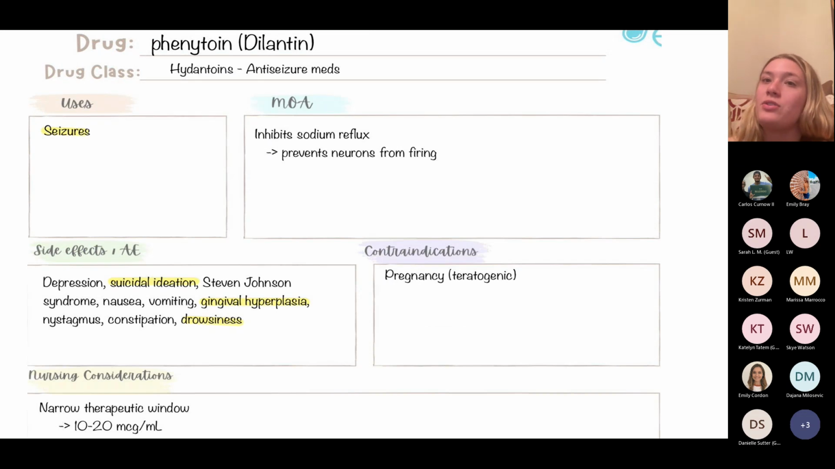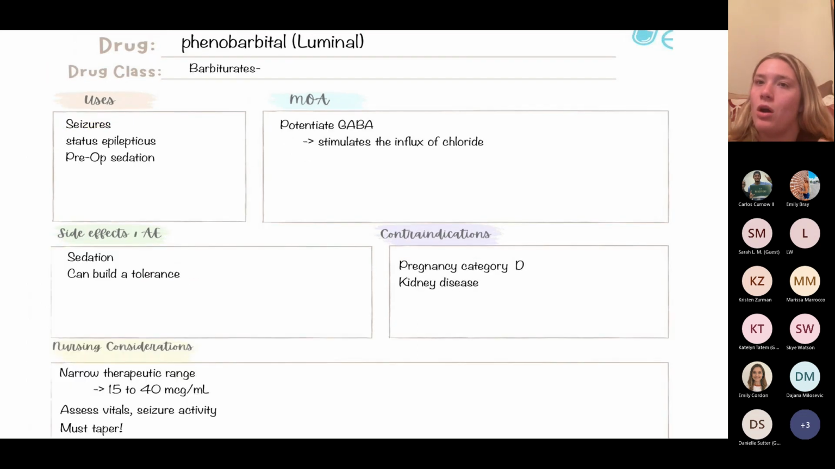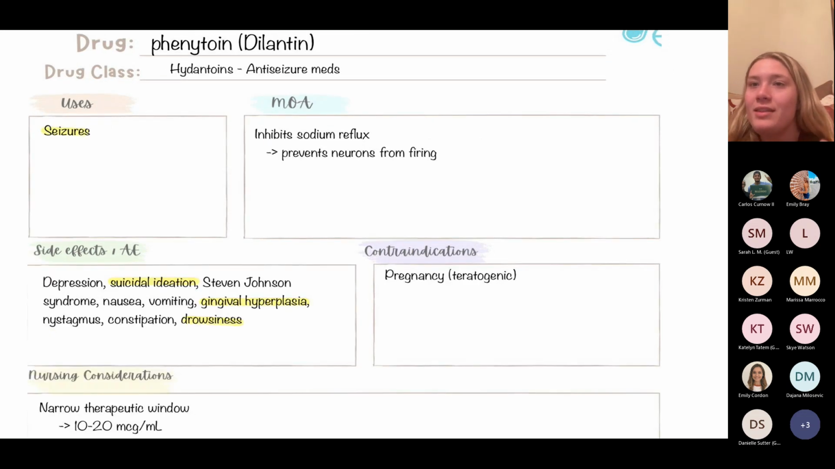Dilantin, also known as phenytoin, this is really good for seizures. Again, a lot of drugs can be used for the same issue, but they're just working on a different thing, if that makes sense. If we go back to our barbiturates, these potentiate GABA and help influx chloride. Dilantin inhibits sodium influx. So again, it's just working on a different thing, if you will, to kind of get to our goal.